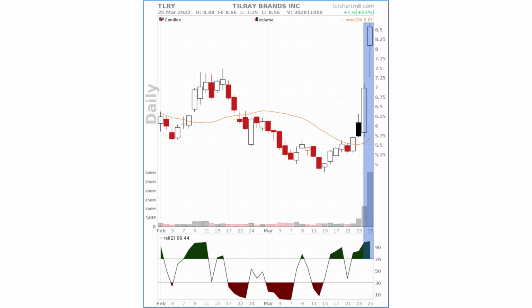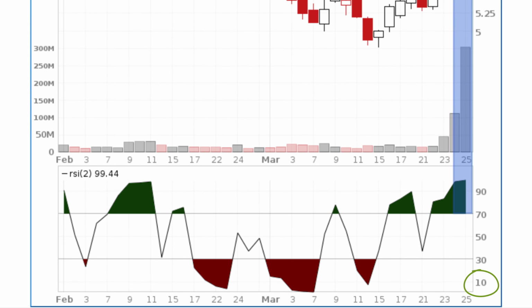Now, using the 2-period RSI, we try to identify the moment at which the recovery movement may occur. We do so by looking for the moment on the chart when the 2-period RSI indicates a value below 10, which is bullish, or above 90, which is bearish.